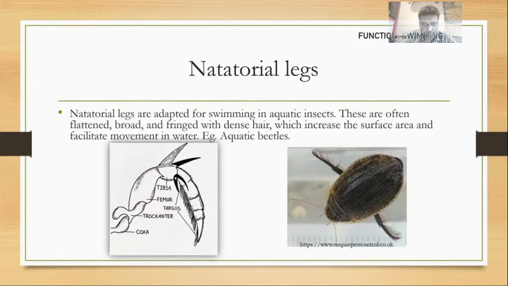The next type of legs I'm going to talk about is natatorial legs. Natatorial means adaptation to swimming. I showed you the video in a previous slide. So these legs are often flattened or broad and fringed with dense hair, which increases the surface area and also helps in cutting the drag, and they facilitate movement in water. For example, aquatic beetles, diving beetles, they all have natatorial legs.